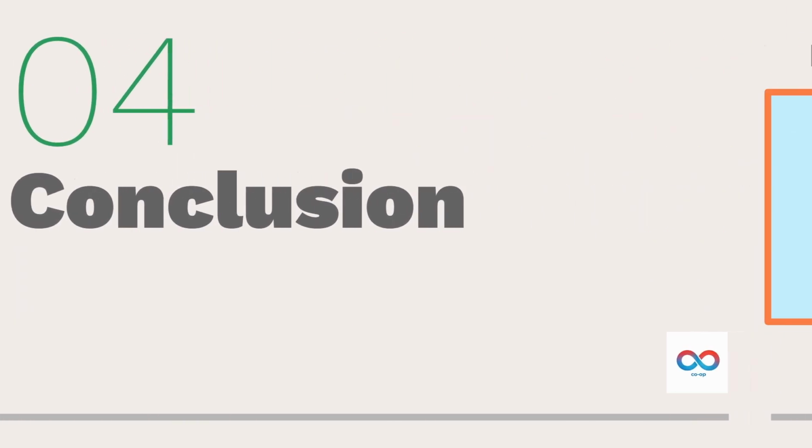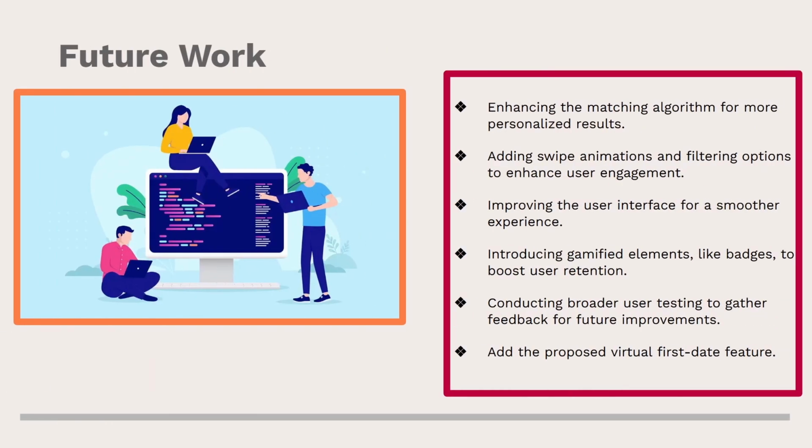For future development, we plan to refine the matching algorithm, add swipe animations and better filtering, improve the overall UI and UX, add gamification with badges and achievements, do broader user testing to get community feedback, and finally implement our idea of virtual first dates.